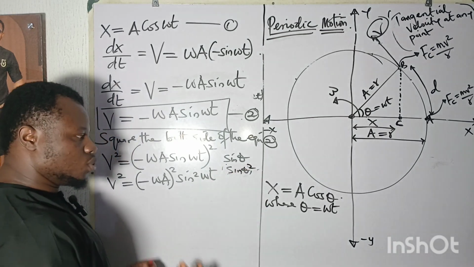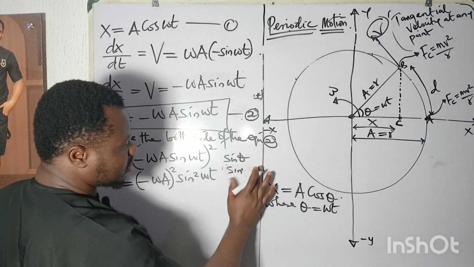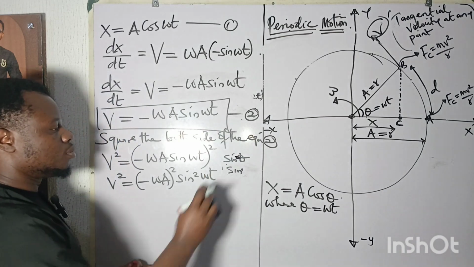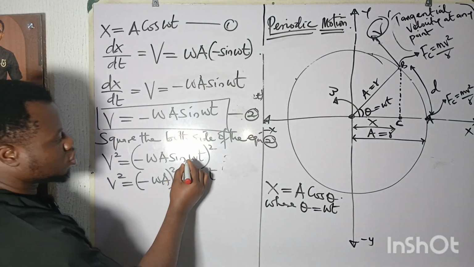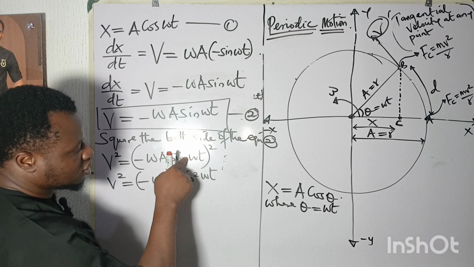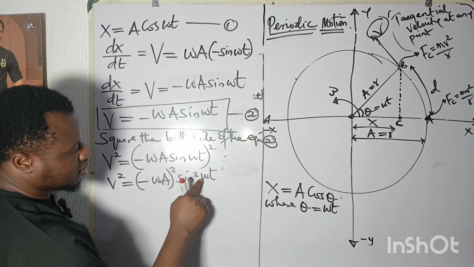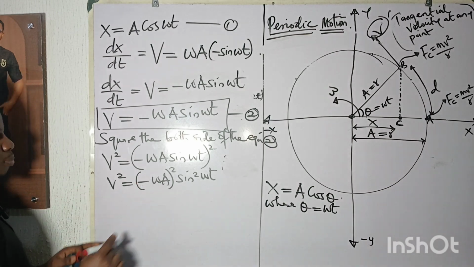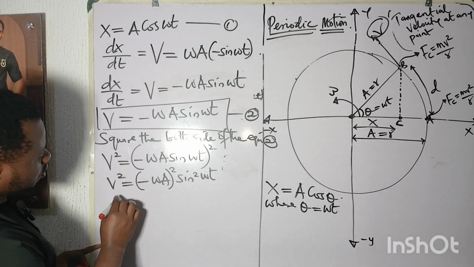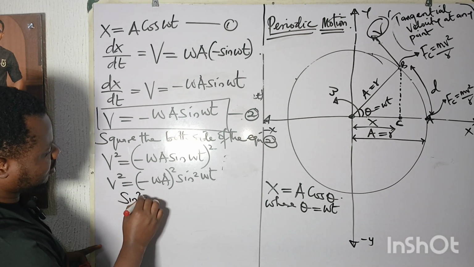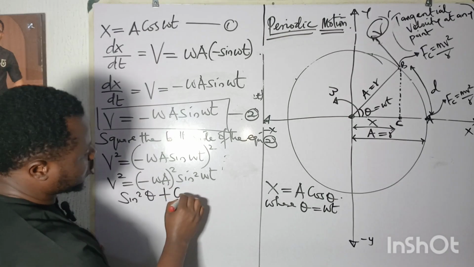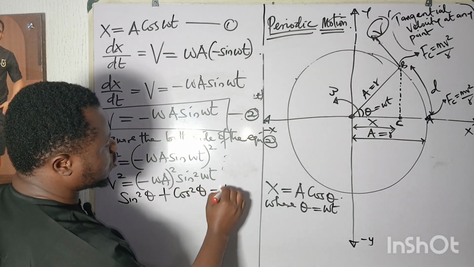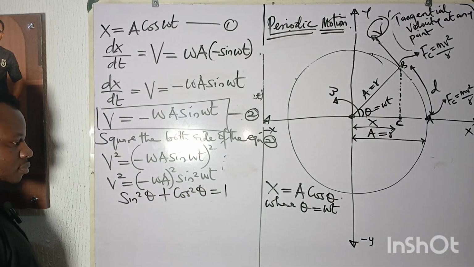So what do we do? We just put that square here. Because of that, I now put my square into this place. That is why we have sine square ωt. After getting to this point, you will notice that sine square θ plus cos square θ is equal to 1 in mathematics.